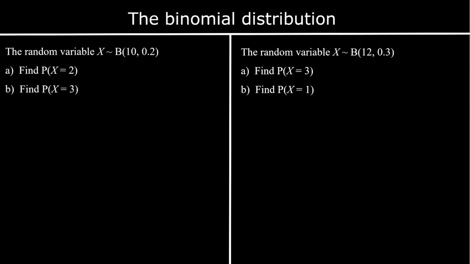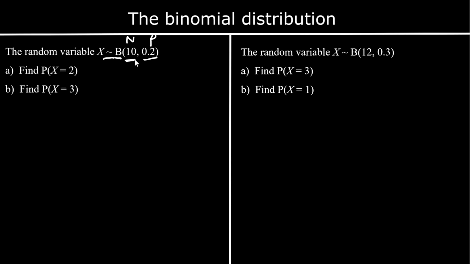This question says the random variable X, the squiggly line means is distributed, and B means binomially. The 10 is the n, how many times we're doing it, the number of trials, and the 0.2 is the probability of a success each time. So if we had a biased coin and we're flipping it 10 times, the probability of getting a heads each time is 0.2. So that's our distribution.